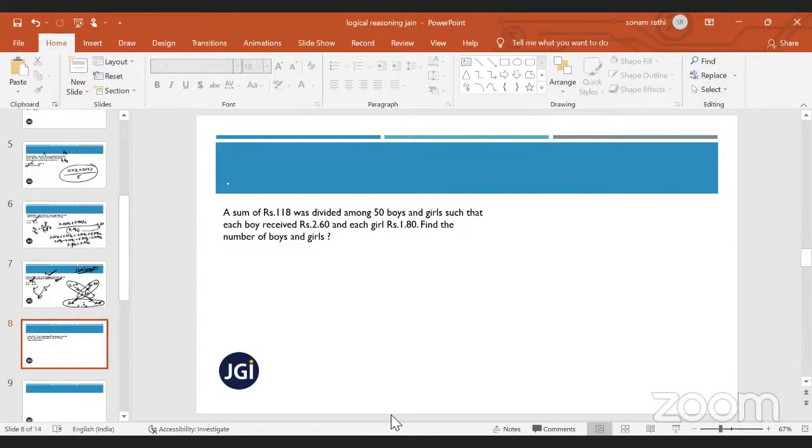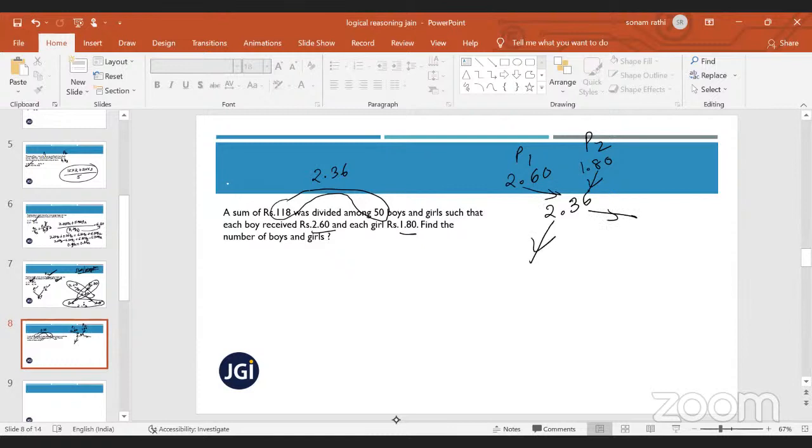Okay, so P1 I know is 2.60. P2 I know 1.80. Okay, this is your resultant: 118 by 50, because finally 118 rupees is divided among 50 people, correct? Total number of people is 50. So 118 divided by 50. So that is 2.36. This is your resultant. Yes or no? And then you can use alligation here.